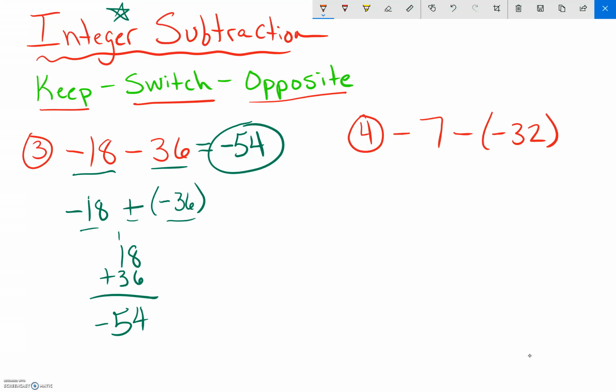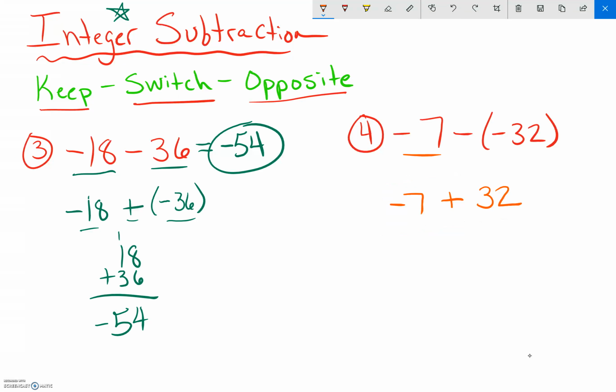Alright, hopefully you paused the video and tried that. Let's go ahead and take a look. Looks like a confusing problem. So since we hear ourselves say subtraction, we know we're going to follow the subtraction rules. So we're going to keep the negative 7. We're going to switch to addition. And then we want the opposite of negative 32, which is going to be positive 32. So we've created this addition problem, and remember how to solve addition problems. We worked on that yesterday.